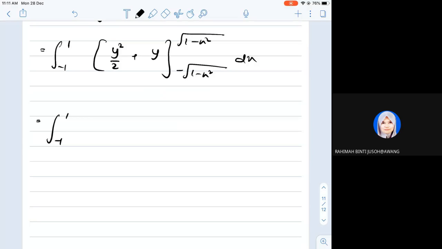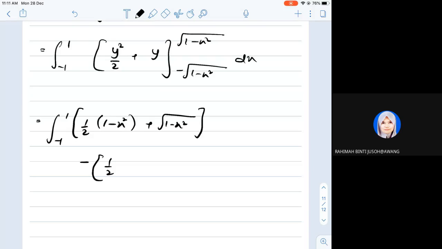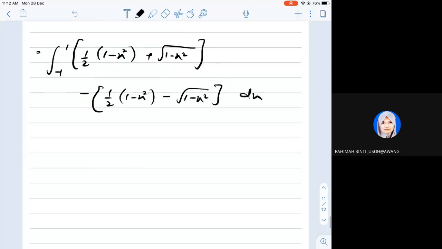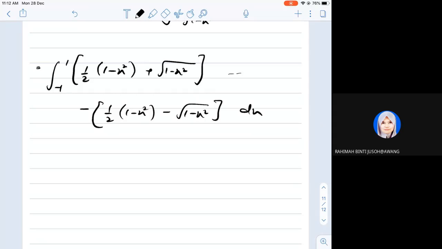So we have from negative 1 until 1, square root squared jadi habis lah punca kuasa tu kan. So we have 1 over 2, 1 minus x squared, okay, plus square root of 1 minus x squared. Ini baru yang pertama. Okay, minus 1 over 2 squared jadi positif 1 minus x squared. And then minus, okay, minus square root of 1 minus x squared like this, dx. Ni saya sambung ke bawah. Dia sebenarnya kat tepi ni tapi tak muat.